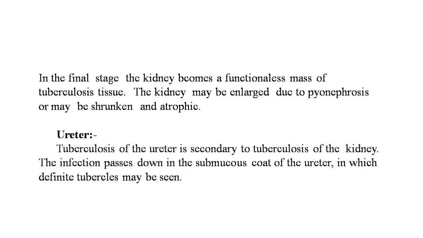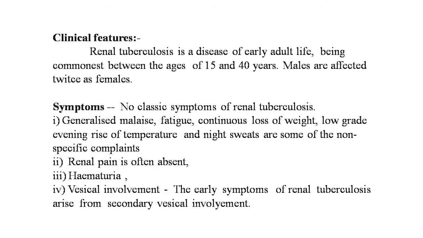Only occasional scar formation may give rise to localized stricture of the ureter. Now, the clinical features. Renal tuberculosis is a disease of early adult life, being commonest between the ages of 15 and 40 years. Males are affected twice as often as females. Symptoms: there are no classic symptoms of renal tuberculosis.